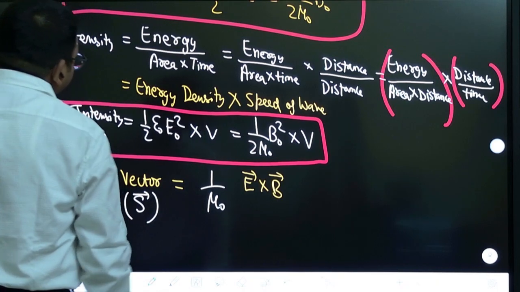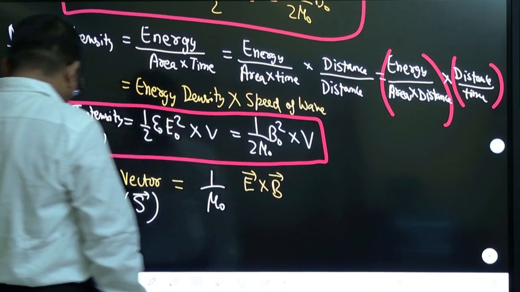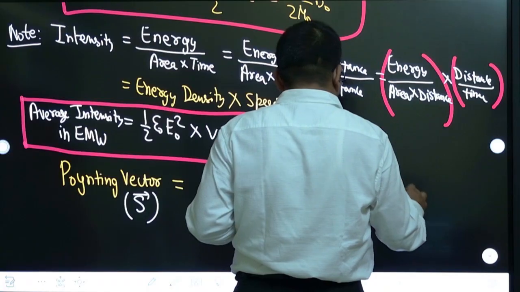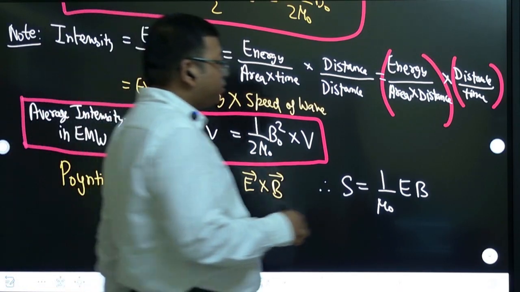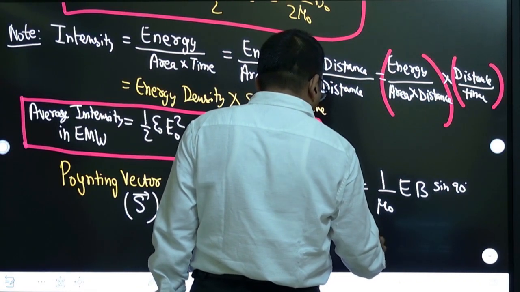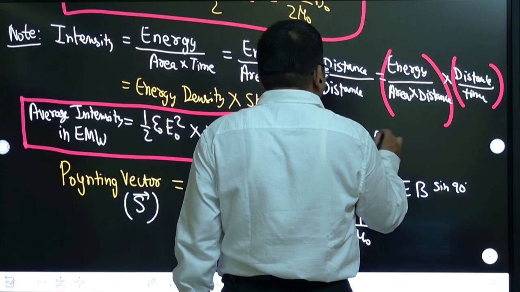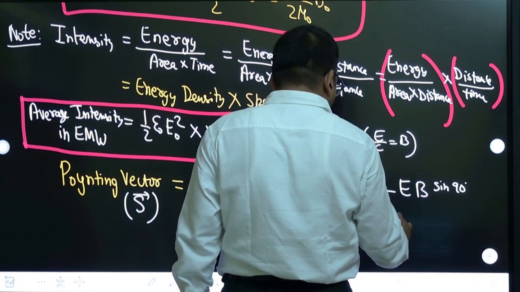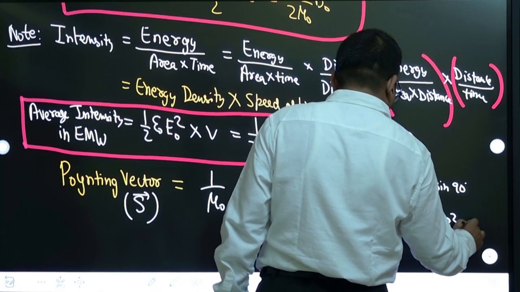Now you check whether we are getting the same thing or not. Try to check the magnitude of this, 1 by mu naught E into B. The angle between electric field and magnetic field is 90 degrees, so sin 90 degrees will become 1. So 1 by mu naught E into B. E is what? E by C ratio is equal to B, so E I will write as C times B. So B square by mu naught into C.